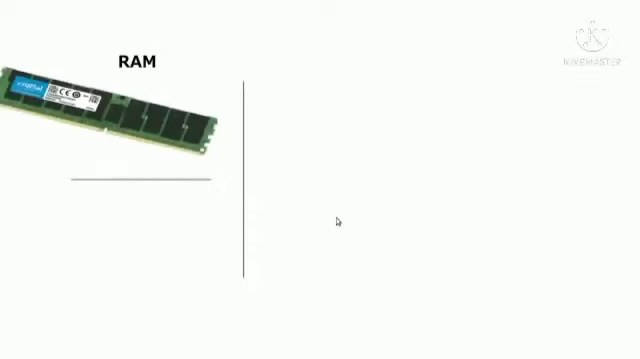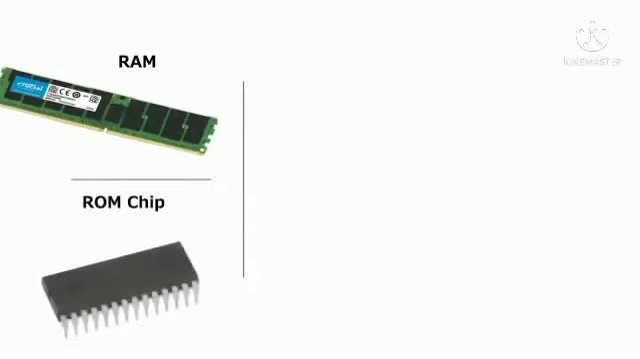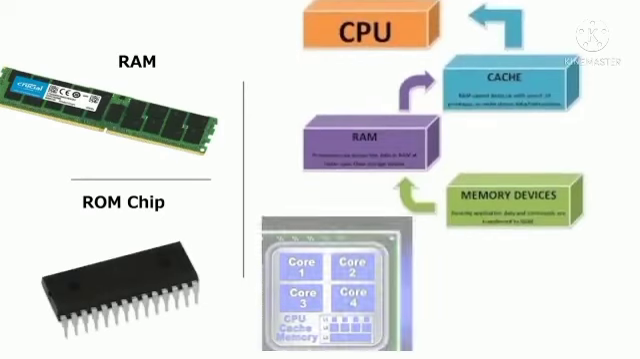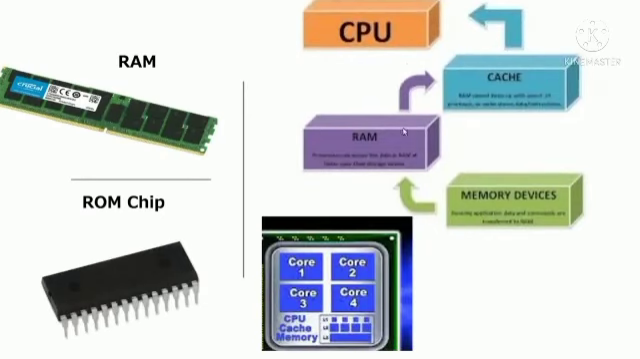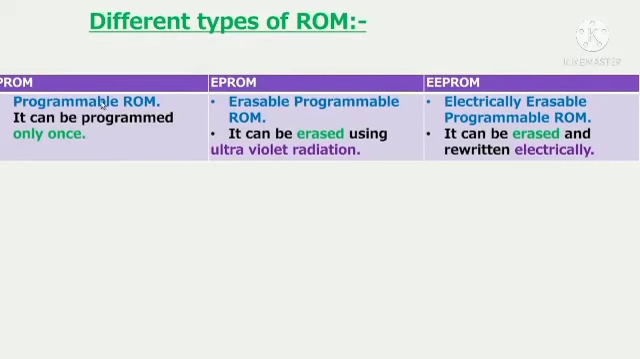Next, we are going to see some of the examples of RAM. See, this is the RAM and this is the ROM chip, and in the case of cache memory, it is placed between the CPU and the main memory, RAM. Different types of ROM are programmable read-only memory, that is PROM, EPROM, erasable programmable read-only memory, then EEPROM, electrically erasable programmable read-only memory. These are the different classifications inside the ROM.